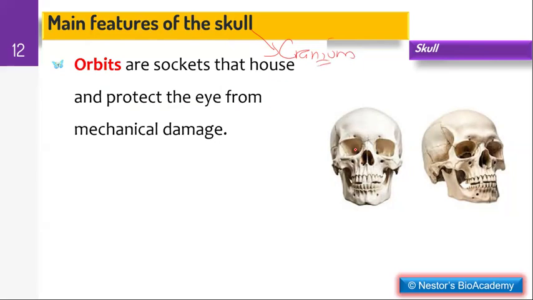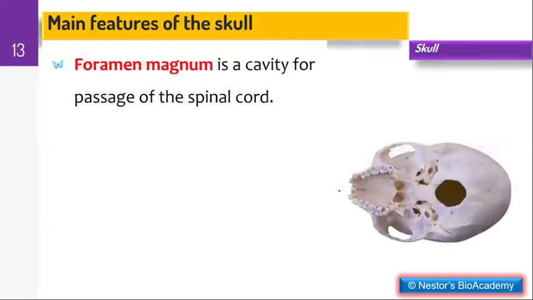Now, at the front end, we always have two sockets. We always refer to these two sockets as the orbits. And these orbits are important because they are the sockets that house and protect the eye from mechanical damage. And if we are to look at the skull from the underside, we always find some cavity there. We always refer to it as the foramen magnum, and the foramen magnum is very important as it is the passage for the spinal cord.